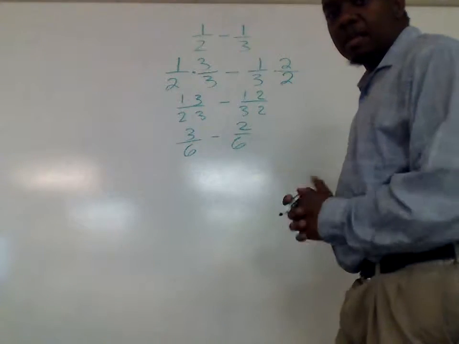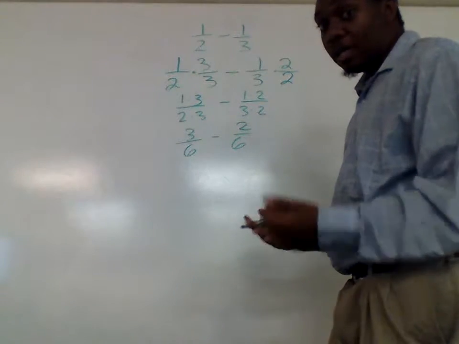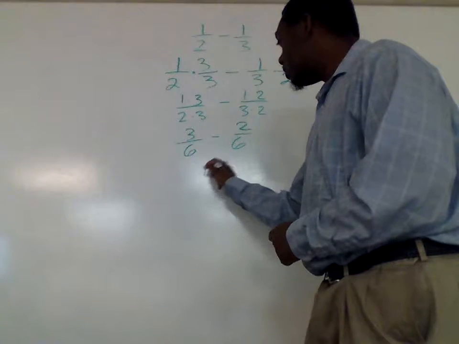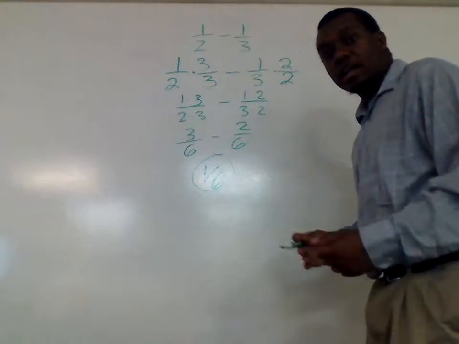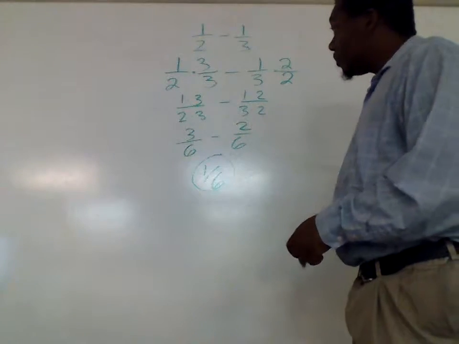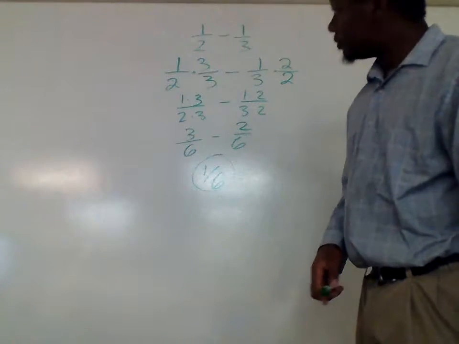Now they're of the same name, and I had 3/6 to start off with, and I take 2 of them away. How many sixths do I have left? 1. So 1/6 becomes my answer. 1 out of 6. 1/6. And that's how you subtract fractions. Still no different.